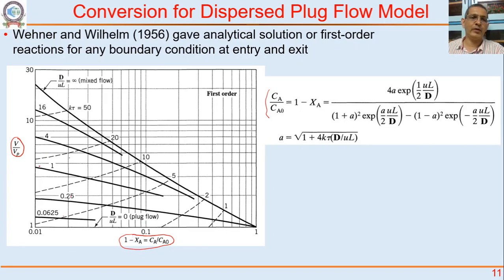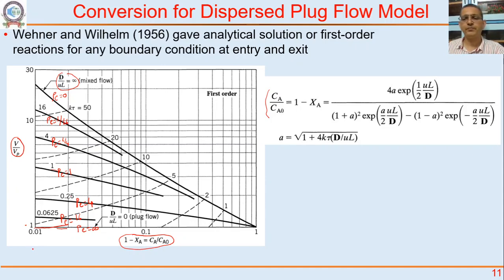These lines are for different values of dispersion number, or 1 by Peclet number. This line is for a dispersion number of infinity, Peclet number of 0. This line is for a Peclet number of 1 by 16. This line is for a Peclet number of 1 by 4. This line is for a Peclet number of 1. This line is for a Peclet number of 1 by 0.254. This line is for a Peclet number of 1 by 0.026, 16. This horizontal line is for a Peclet number of infinity, which means plug flow. So V by Vp is 1.